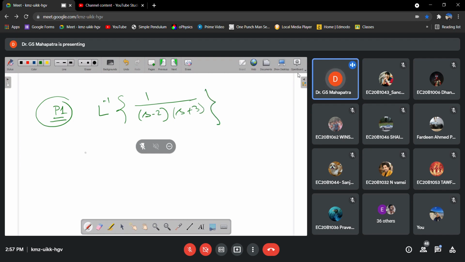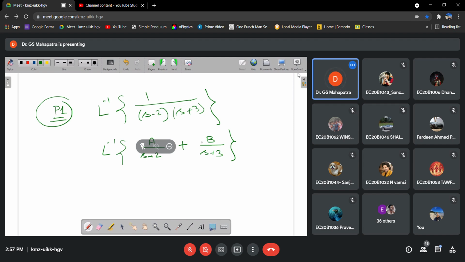In that case, you already know the partial fraction. The answer of this Laplace transform we don't know, but the Laplace transform of 1 by (s plus 3) is known, correct? The second part is known. The first part you can write using A and B. Now these two, A and B, are unknown.